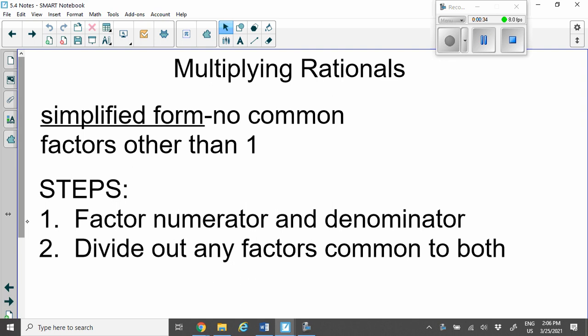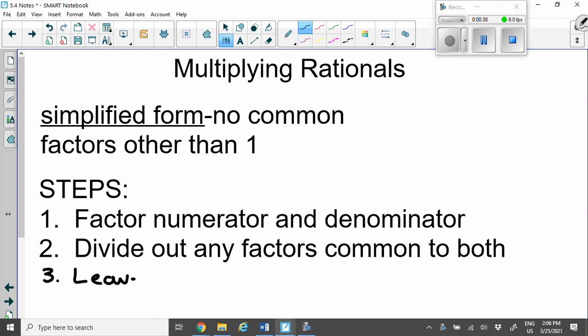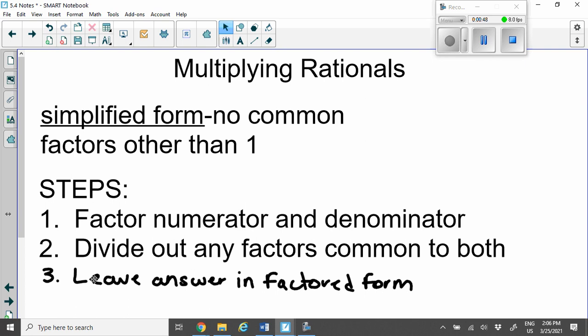You might want to put this down as like a number 3. Leave answer in factored form. So please write this down in your notes. There we go. Okay? So leave your answer in factored form. Okay, let's go ahead and do our first example.